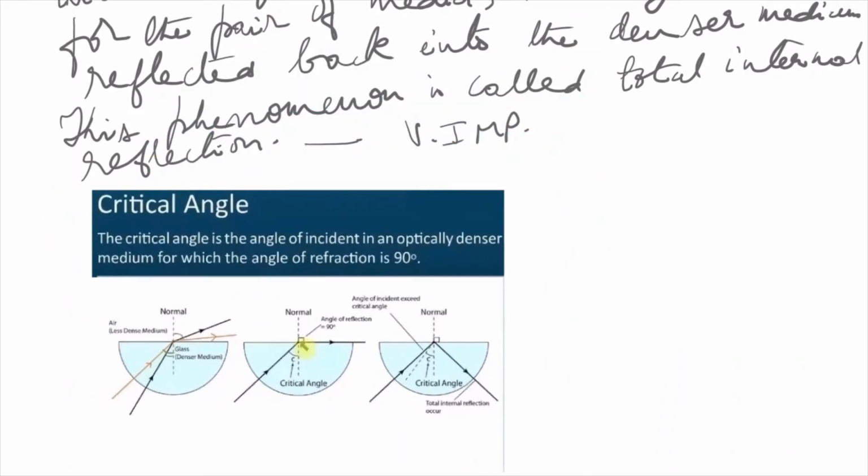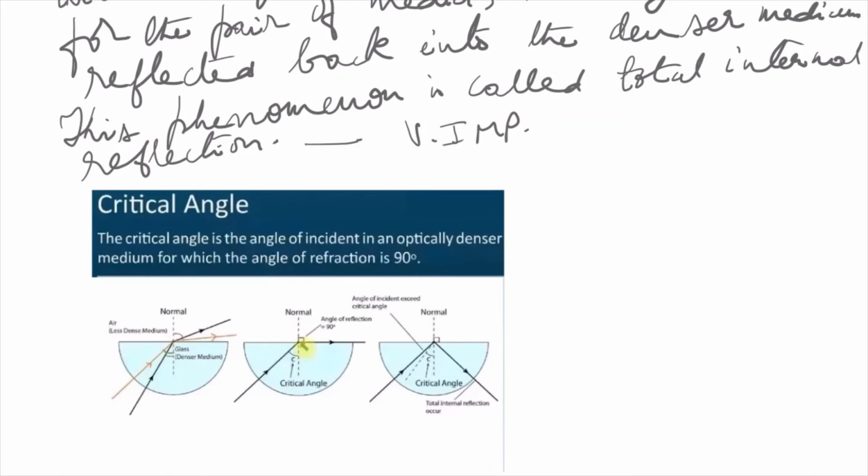See the diagram for critical angle. Can you see? The angle of incidence is going on increasing. When the angle of incidence is equal to the critical angle, the angle of refraction is such that the light ray passes through the line of separation. And when the angle of incidence is more than the critical angle, then the light ray reflects back into the same medium.